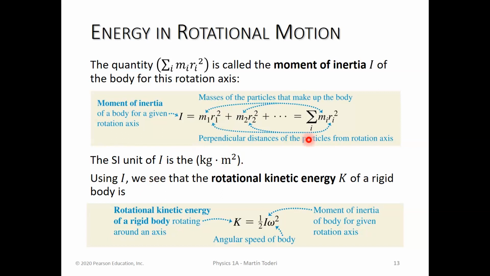And then we can rewrite the rotational kinetic energy, because now we're going to use this word, rotational kinetic. Of course, it's kinetic energy, right? But it's due to the rotation of the body. So we will call it rotational kinetic energy of the rigid body, which is rotating around some specific axis. And that will be equal to 1/2 of the moment of inertia of that body for a given rotation axis multiplied by the angular speed of the body squared, right?